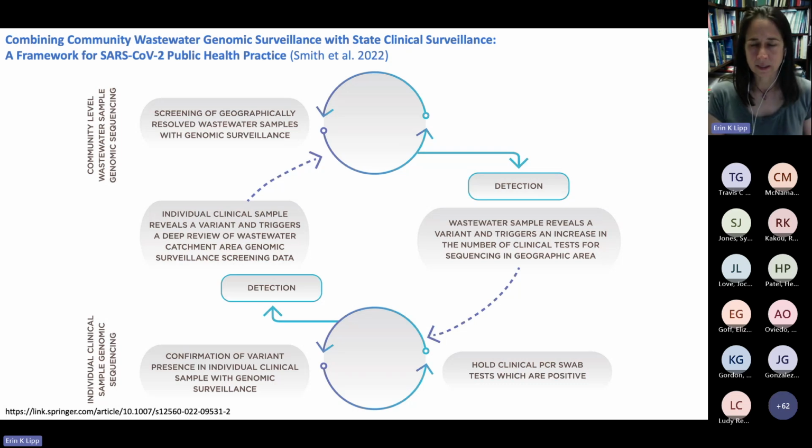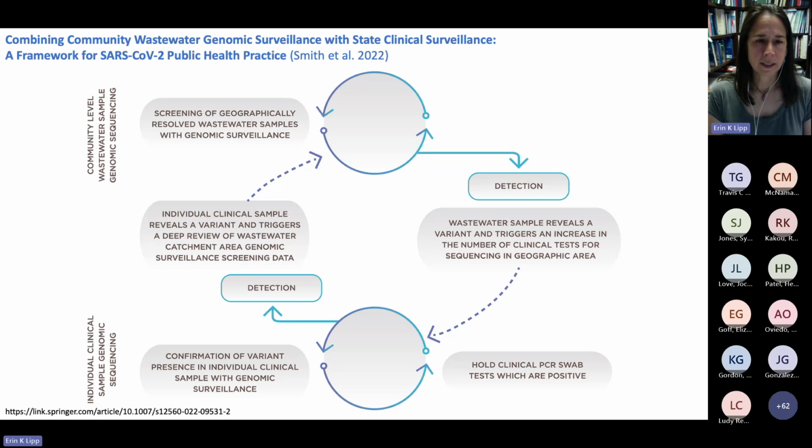So in addition to collecting data just on what's there, you can start doing genomic analysis. That can lead to detection. Perhaps a wastewater sample will reveal some particular variant. That may trigger a public health lab to increase the number of clinical tests for sequencing in a geographic area. It may indicate that there's something new coming, so that would trigger an action on the health department or the health lab. Then we would have clinical PCR swabs that tested positive that could be confirmed in terms of variant presence or other variants that may be present as well.